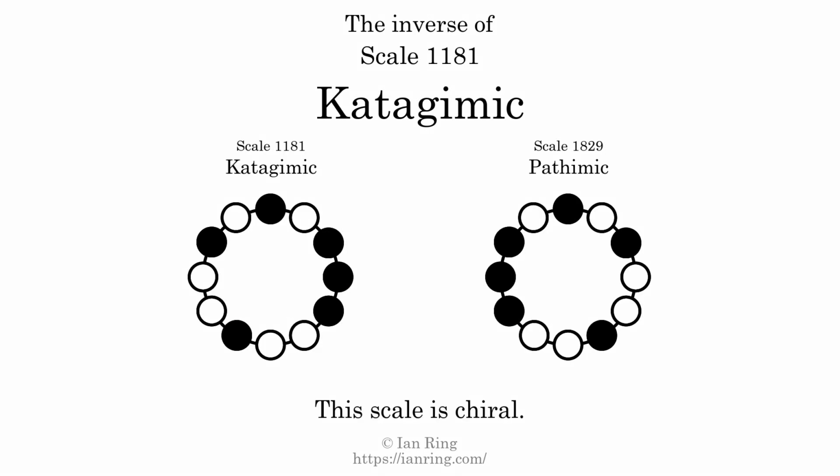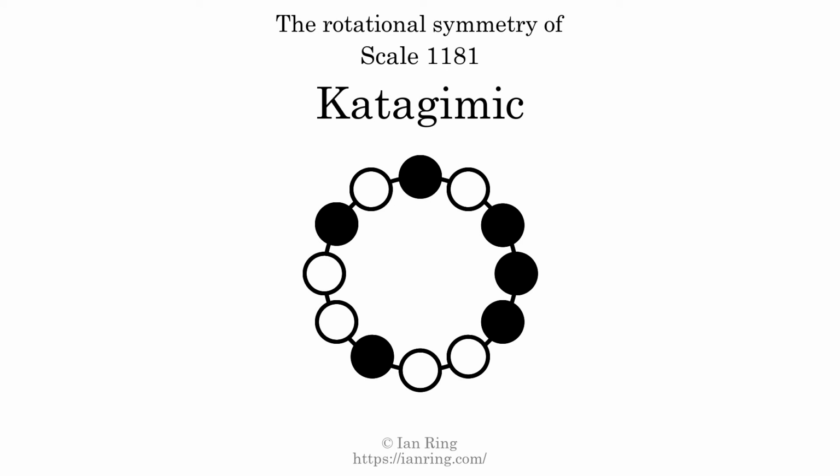The inverse of a scale is a mirror image. It is what you get when the sequence of intervals is reversed. The inverse of this scale is scale 1829, also known as pathemic. This scale is chiral. It cannot transform into its inverse by rotational transformation. This scale has no rotational symmetry.